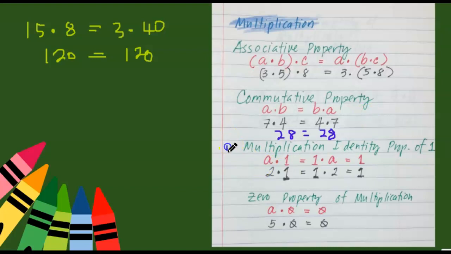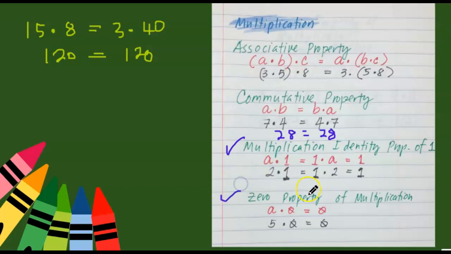The next property is multiplication identity property of 1. So any number multiplied by 1 is equal to that number. So 2 times 1, yeah, it's 2. XYZ times 1 is XYZ. So it doesn't really matter. We multiply it by 1, it will come back to the actual number.